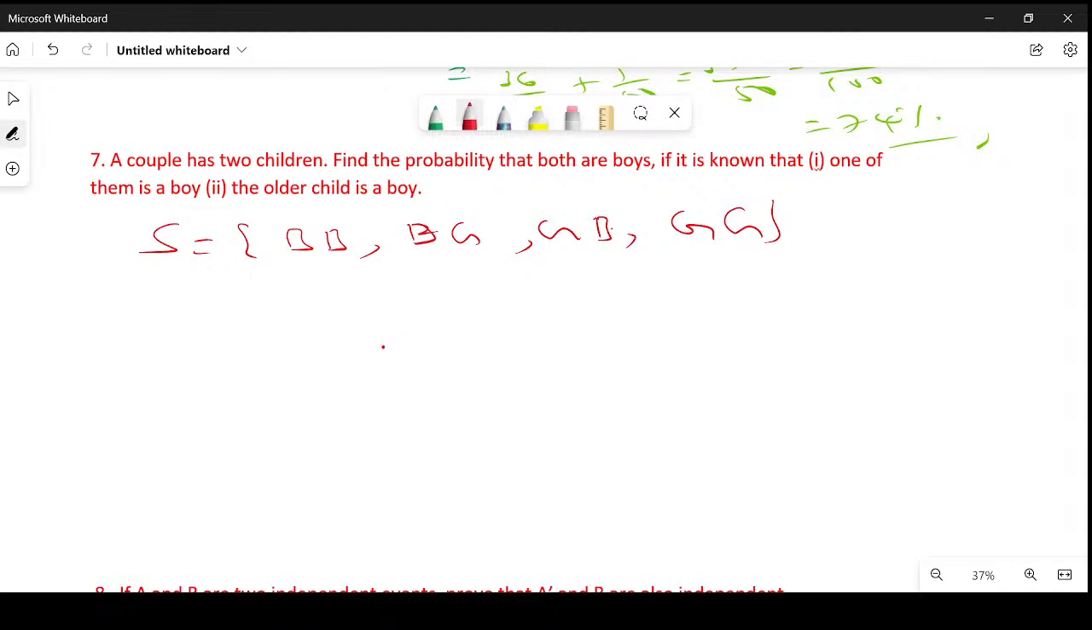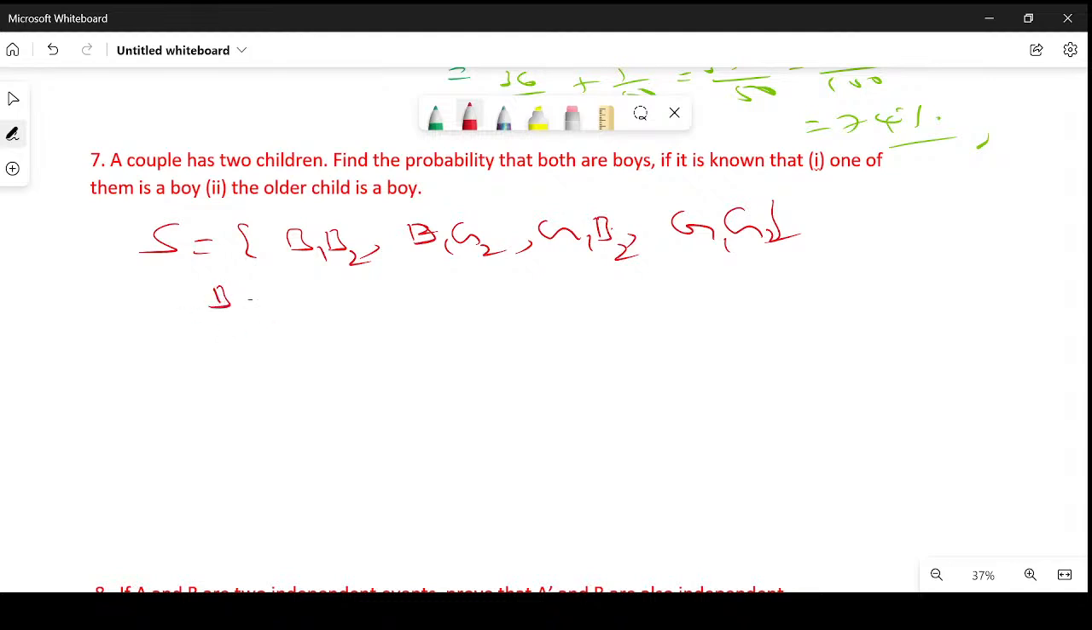So I can consider, otherwise I can make it B1, B2. To understand this, B1, this is G2, beginning, right? So this is G1, B2, and I can write G1, G2. Why? Because I have given the marker like this. We can write B1 is the older boy and G1 is the older girl.